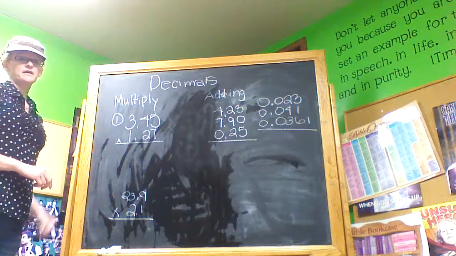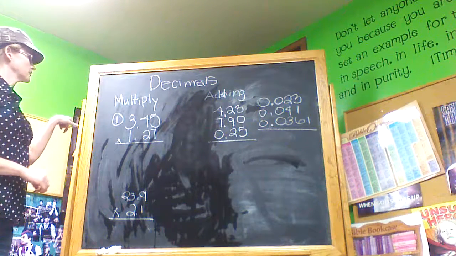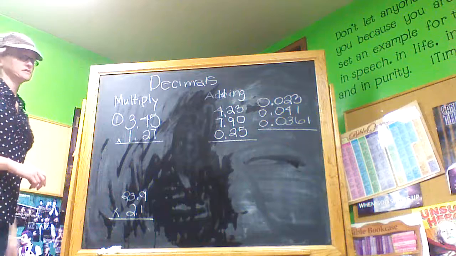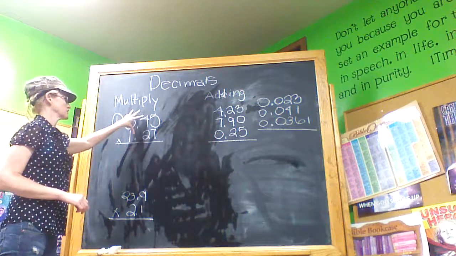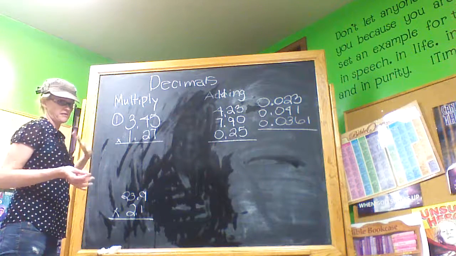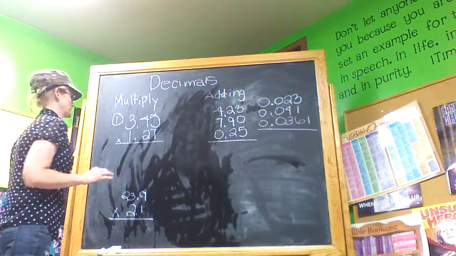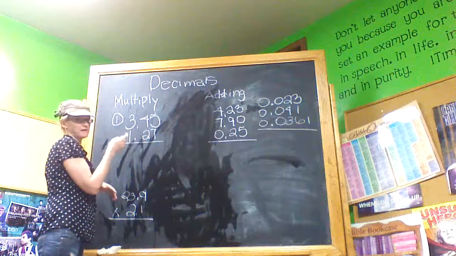Alright, today we're going to talk about decimals. We're going to multiply decimals and we're going to add decimals. And we'll start with multiplying decimals. When you multiply decimals, you just put them one on top of the other. Don't worry about the decimal points at this point. And then you multiply like normal.